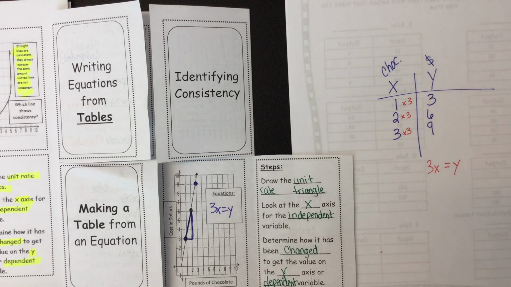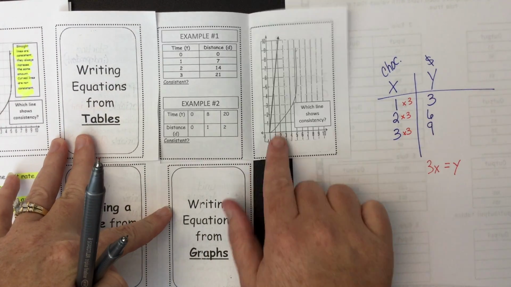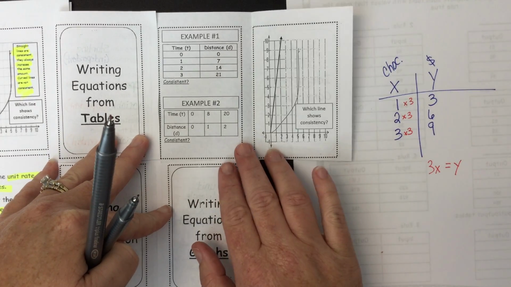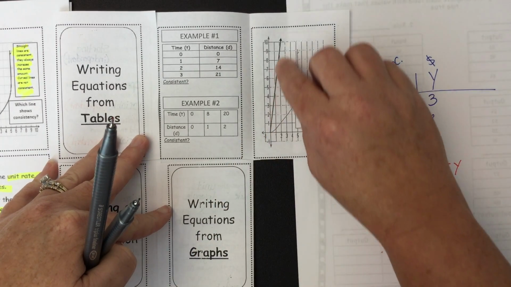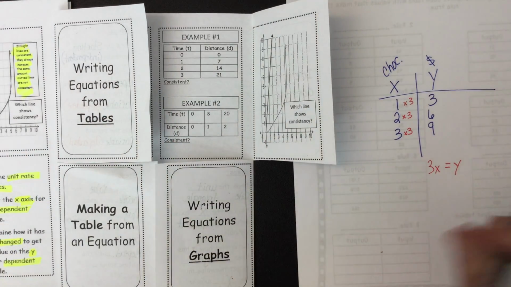Yes? All right. And I did identifying consistency. That's pretty easy as far as if I look at this graph right here, which one is the most consistent? This one that's a straight line or this curved? Straight line. Yep.